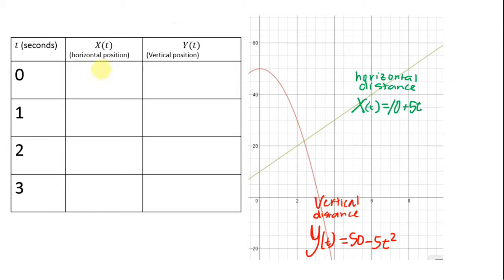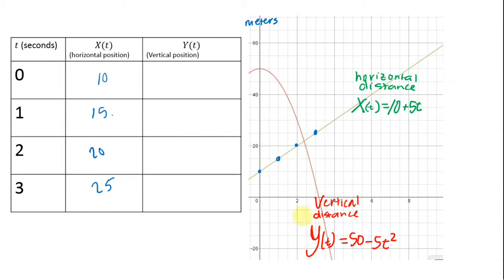At time 0, our object's horizontal position is at 10. And I can say that this is meters. And at 3 seconds, our object is 25 meters from where it was first dropped. As time is going on, our horizontal position is increasing.